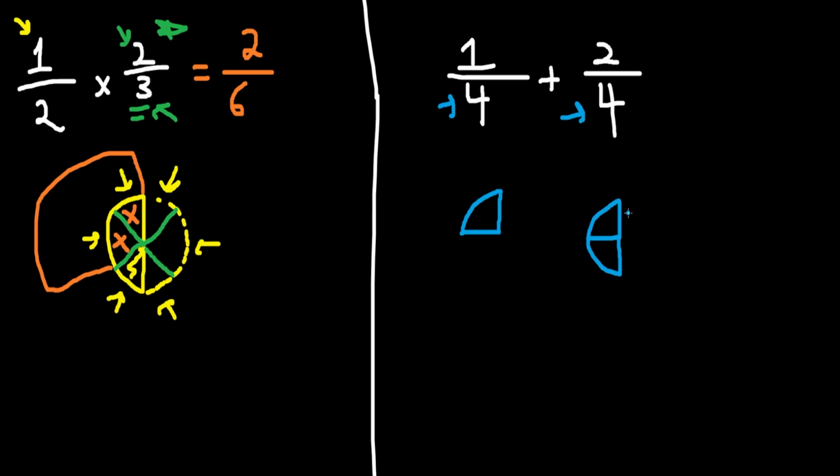But notice how all these pieces are the same size. There's no changing any of them when I'm adding them, because when I add, I just count up how many there are. So I have 1/4 on the left and 2/4 on the right. The plus sign means that I need to add these guys. So if I add them together, I now have 3 pieces, all of which have a 1/4 in size.